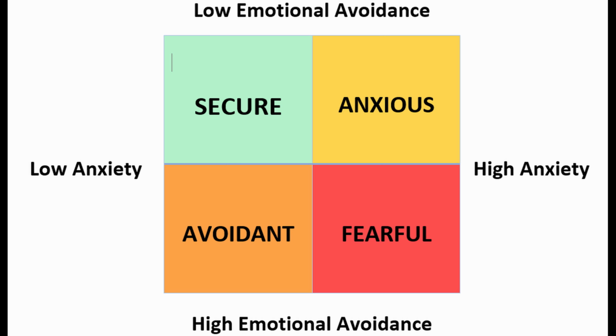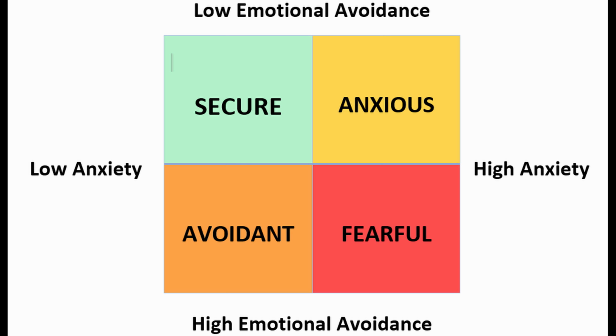So we tend to see 4 different styles of attachment. And these are as follows. If you have a look here, you'll see that you've got one type of secure attachment style and 3 kinds of insecure attachment styles. Those are your anxious and your fearful over on the high anxiety side of things, and then you have your avoidant on the low anxiety side of things.